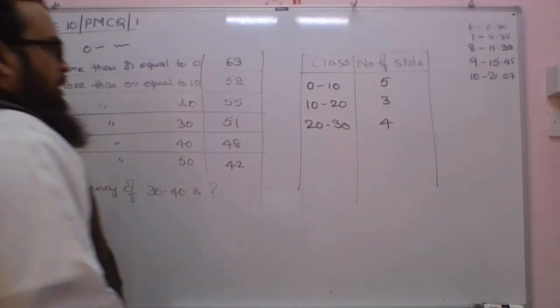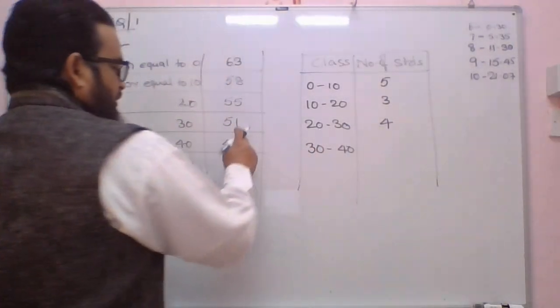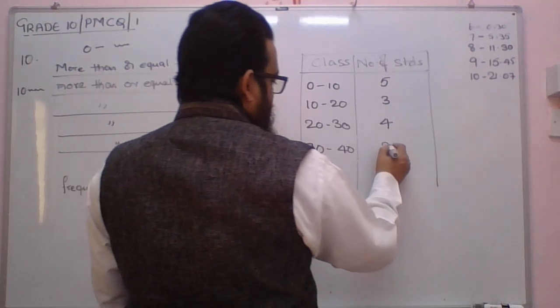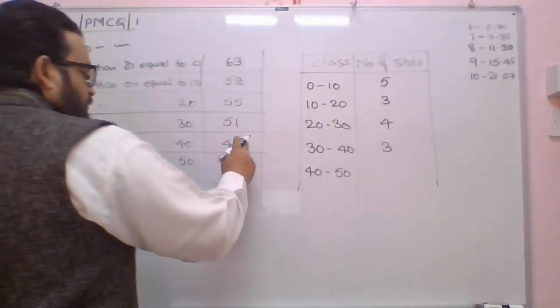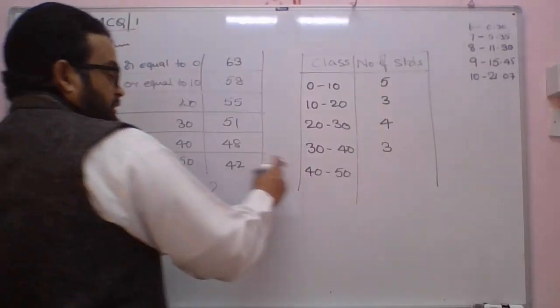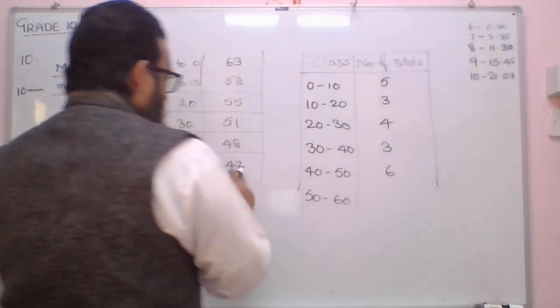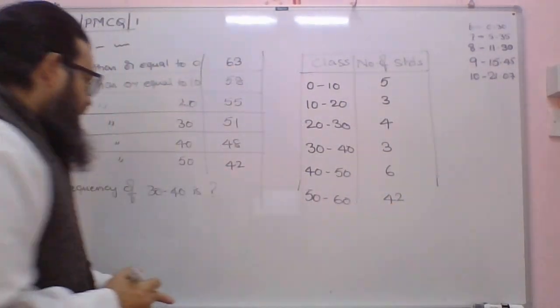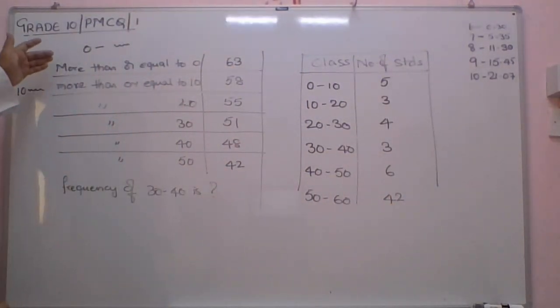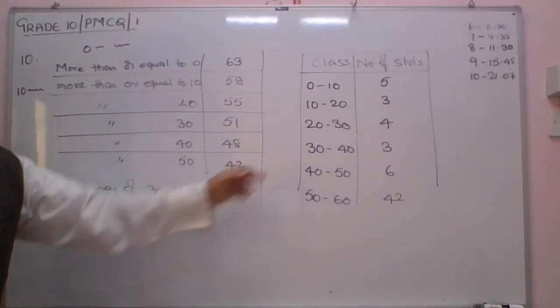Now 30 to 40: 51 minus 48, it is 3 students. And 40 to 50 will be 48 minus 42, 6 students. And the last one, 50 to 60, how many are there? 42 students. Okay, since the classes are given as 0, 10, 20, that means the class size is 10.